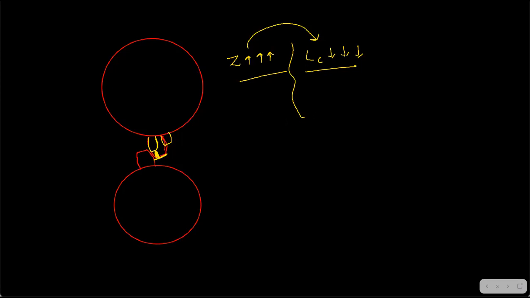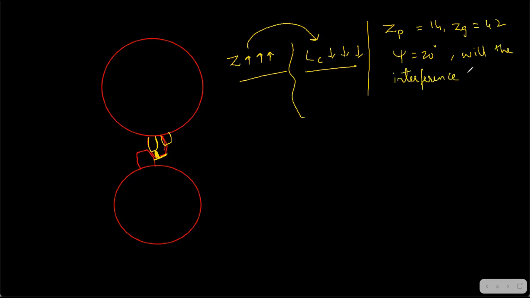So let's continue with the problem. We are given number of teeth on pinion equal to 14, number of teeth on gear equal to 42, and pressure angle equal to 20 degrees. Now you have to find out, will the interference occur? So this is the question. I'll help you out in this one problem.